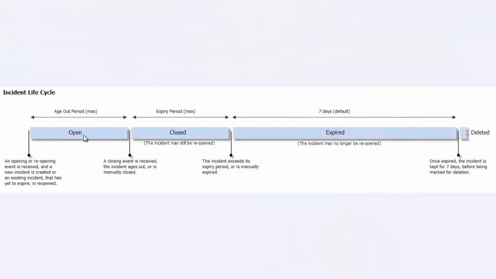An incident is considered to be open until its ageout time expires if it has this setting, another event explicitly closes it, or an operator manually closes it. There is then a period of time referred to as the expiry period, during which the same incident will be reopened if an opening event is received. Once the expiry period has been exceeded, any new opening events will open a new incident instead, but details of the original incident are maintained in the database for a further 7 days, so it can be viewed when investigating the history of a problem.